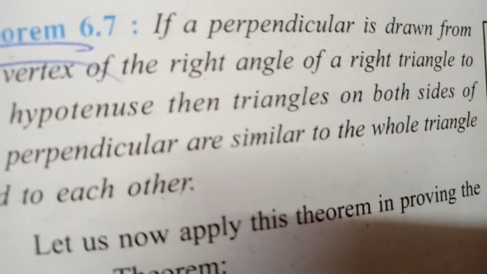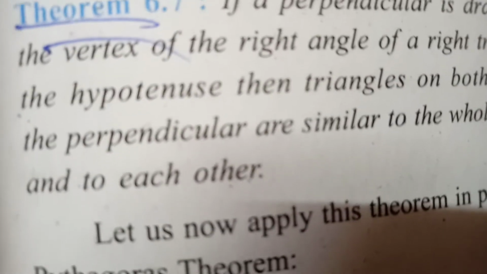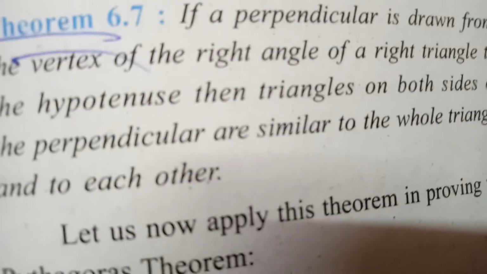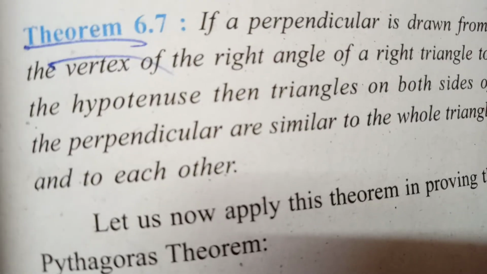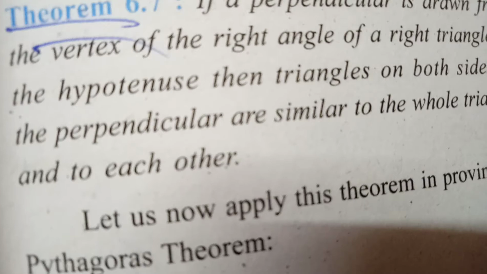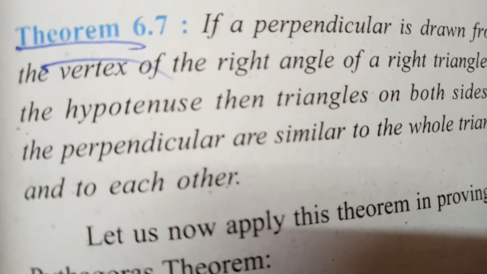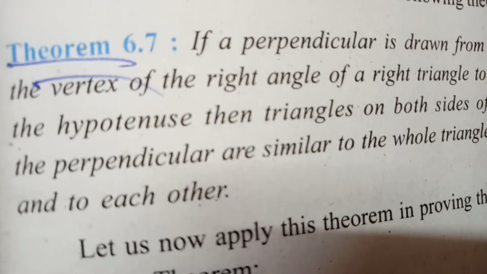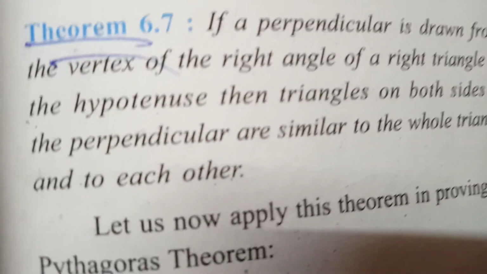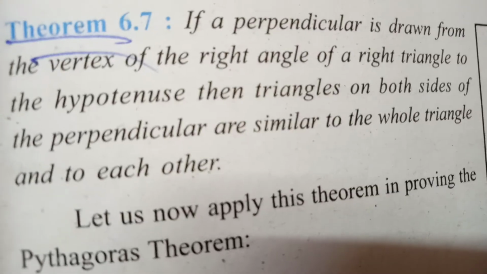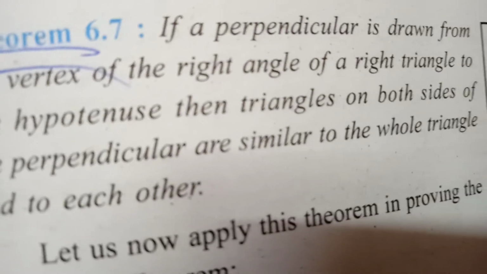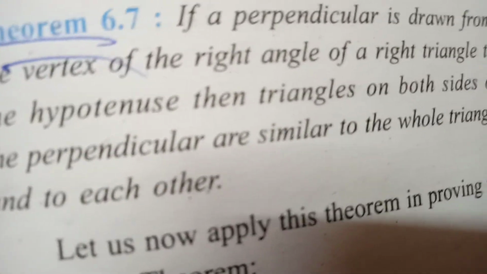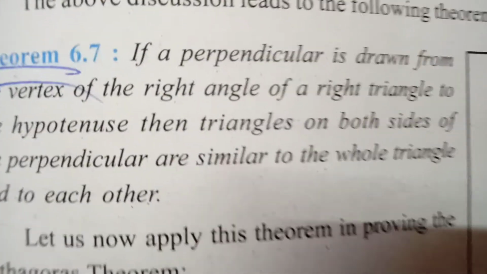If a perpendicular is drawn from the vertex of the right angle of a right triangle to the hypotenuse, then the triangles on both sides of the perpendicular are similar to the whole triangle and to each other. Once again, if a perpendicular is drawn from the vertex of the right angle of a right triangle to the hypotenuse, then the triangles on both sides of the perpendicular are similar to the whole triangle and to each other.